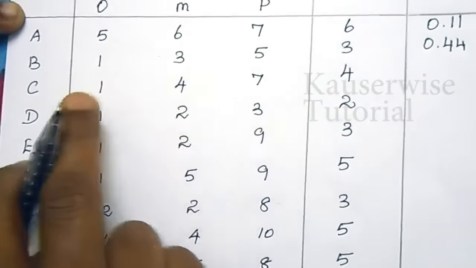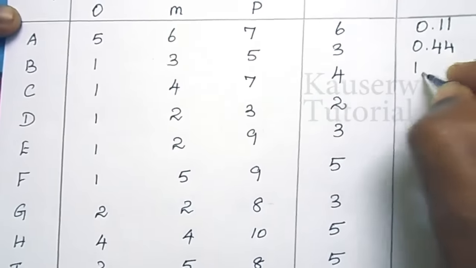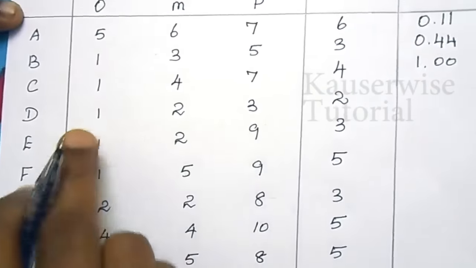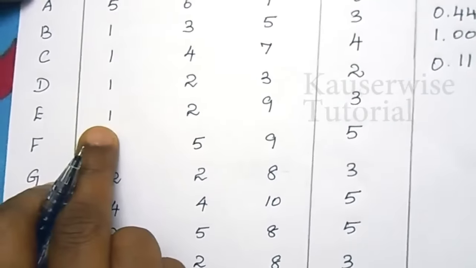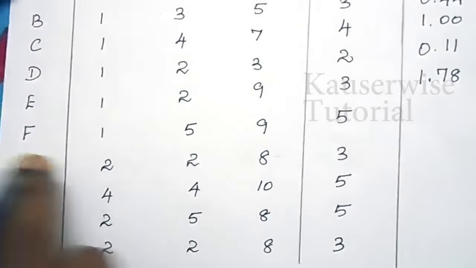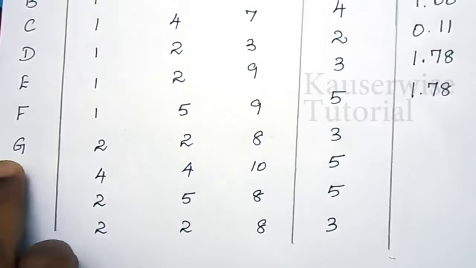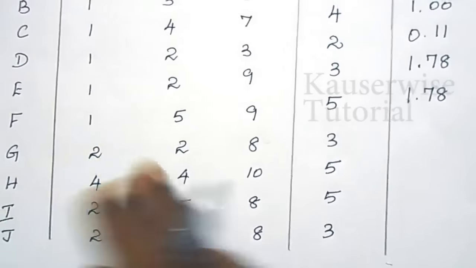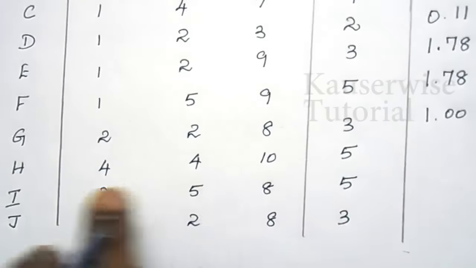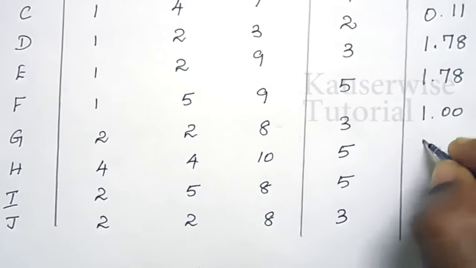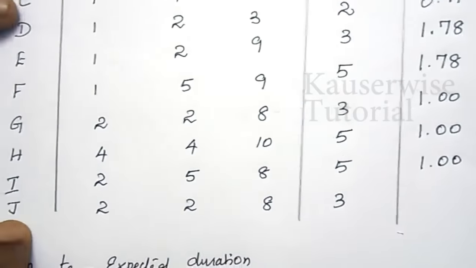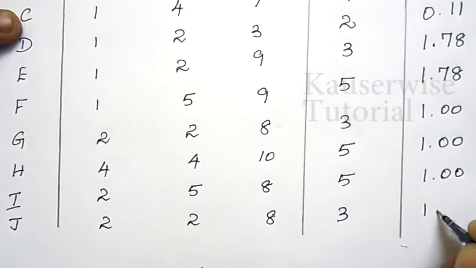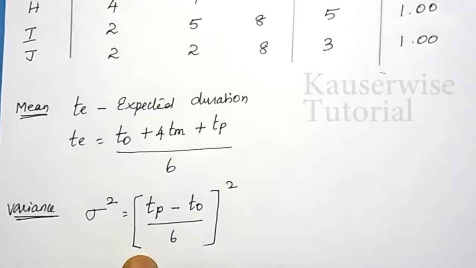For activity C, 7 minus 1 divided by 6 whole square, answer 1. For activity D, 3 minus 1 divided by 6 whole square, 0.11. For activity E, 9 minus 1 divided by 6 whole square, 1.78. For activity F, 9 minus 1 divided by 6 whole square, 1.78. Then activity G, 8 minus 2 divided by 6 whole square, 1. For activity H, 10 minus 4 divided by 6 whole square, 1. For activity I, 8 minus 2 divided by 6 whole square, again 1. For the last activity, 8 minus 2 divided by 6 whole square, again 1. So with this formula, we have calculated variance for each and every activity.